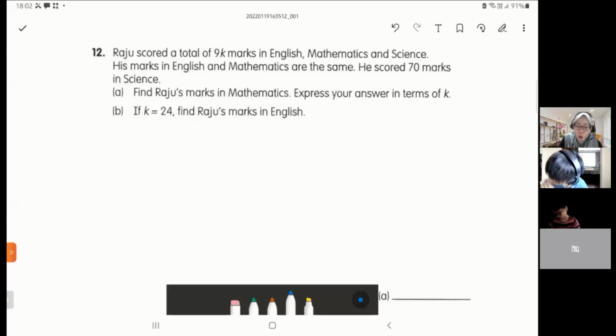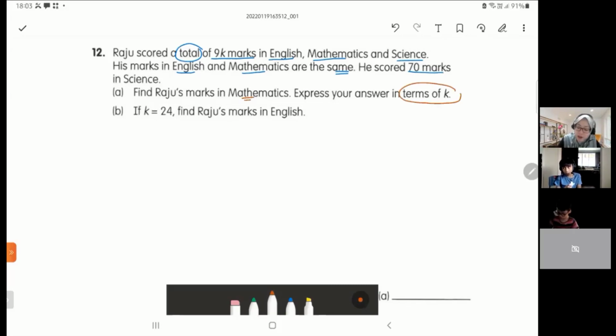Raju scored a total, this is his total marks, 9K marks in English, mathematics, and science, which means math plus English plus science, added up together, is 9K, okay? His English and math are the same, which means English is equal to math marks. He scored 70 marks in science. So I know the actual marks only for science. So can I find my answer for the math expressed in terms of K?